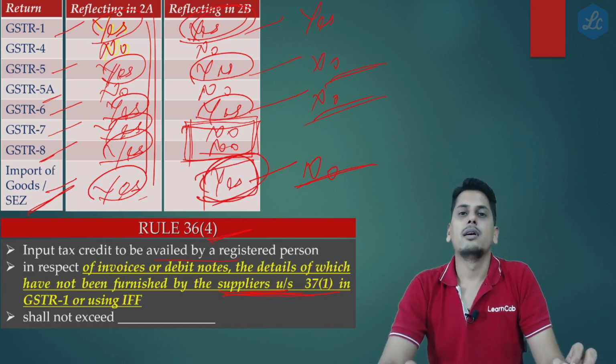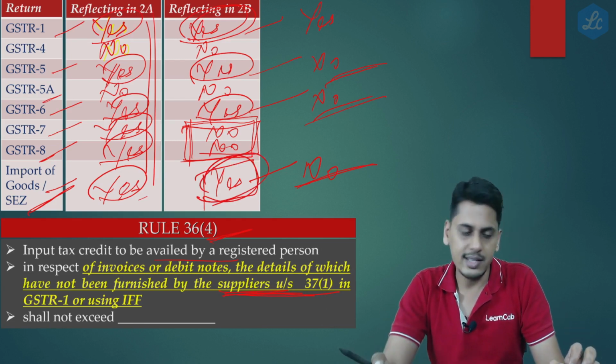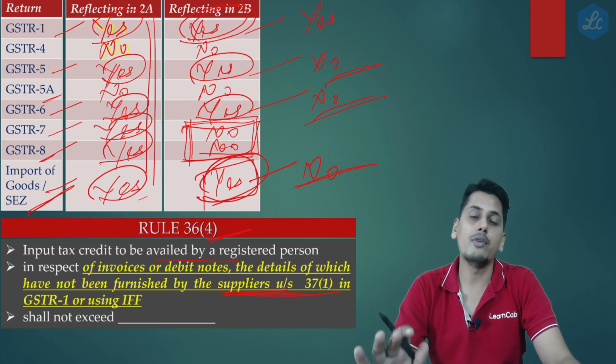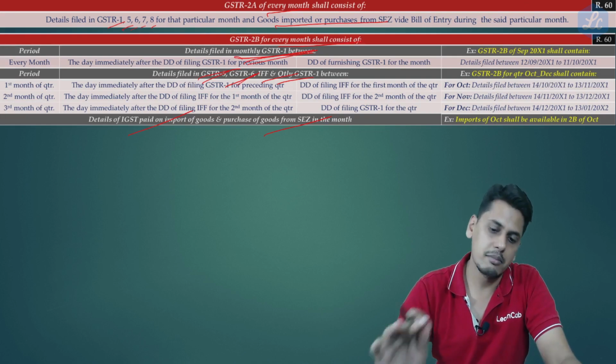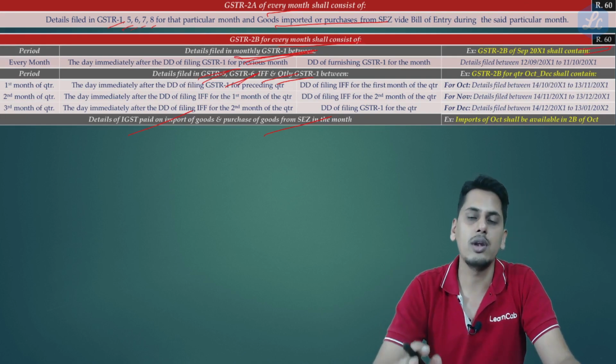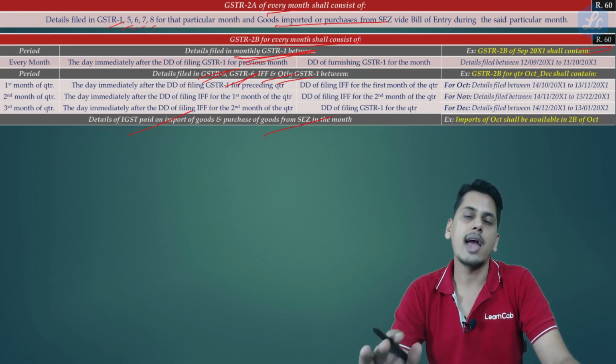So friends, if you remember this slide, it is much more than sufficient. What is the source of reflection in 2A and the source of reflection in GSTR-2B? By this, we conclude the discussion on rule number 60, GSTR-2A and GSTR-2B.